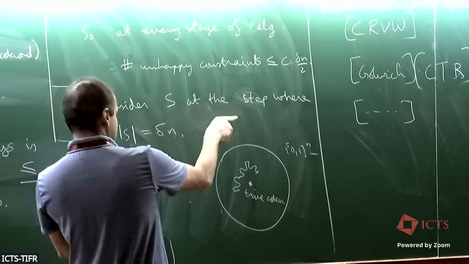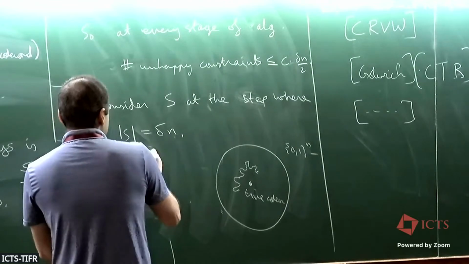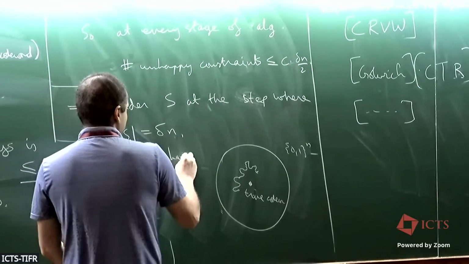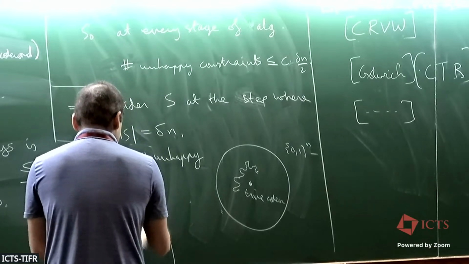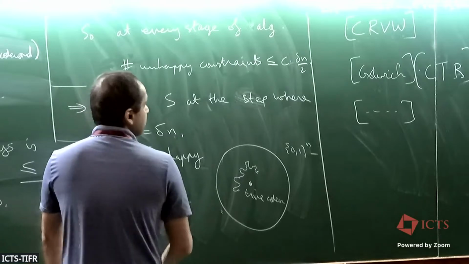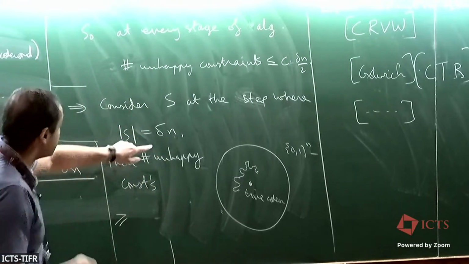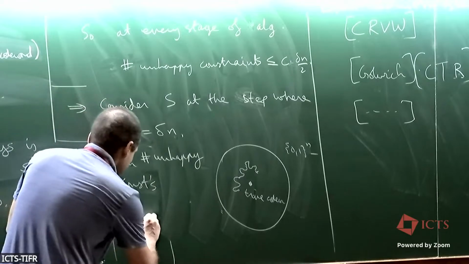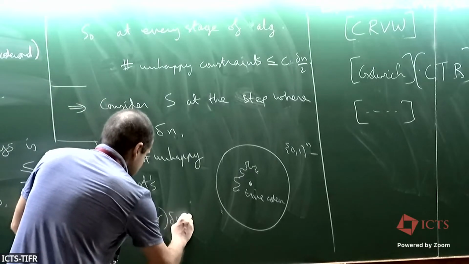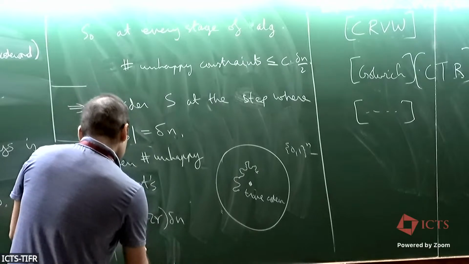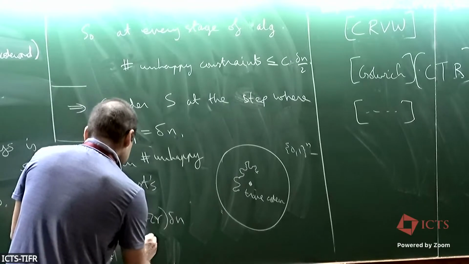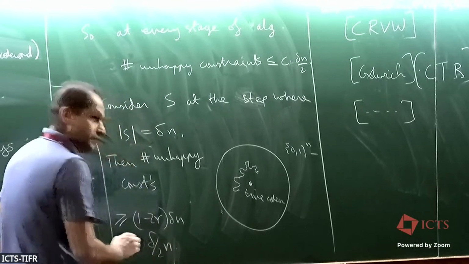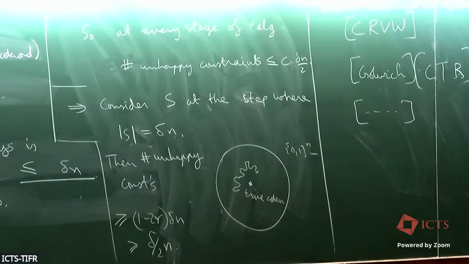So then the number of unhappy constraints is at least, by the unique neighbor expansion, all the unique neighbors of S are unhappy, so it's at least (1 minus 2 gamma) delta n, which is at least delta over 2 n.